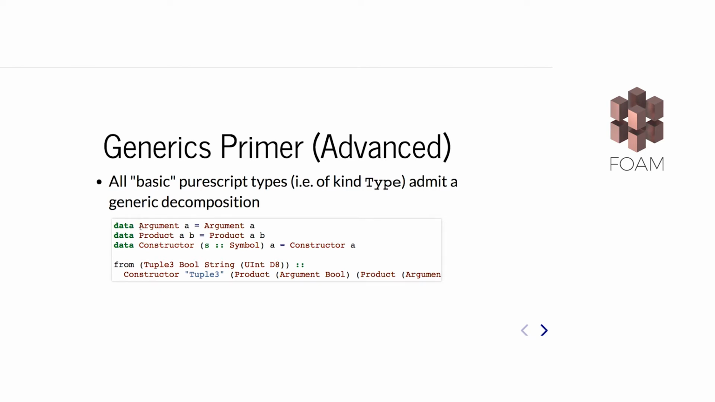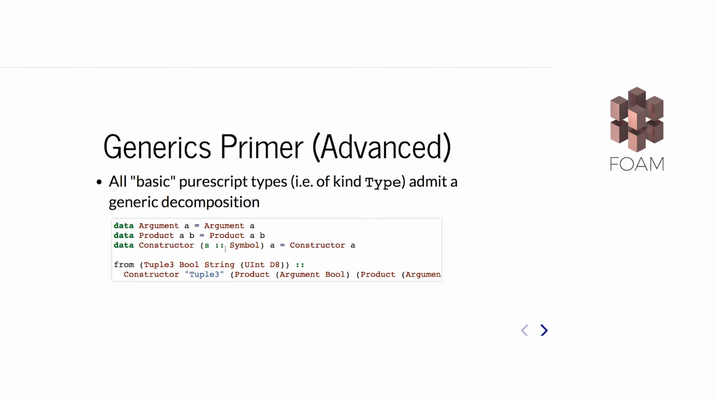So like in PureScript, a basic data type is wrapped in something called argument. A product of A and B is basically just a wrapper. It's like a tuple. It's A and B. A product of A and B is literally a constructor called product. Then you give it an A. Then you give it a B.